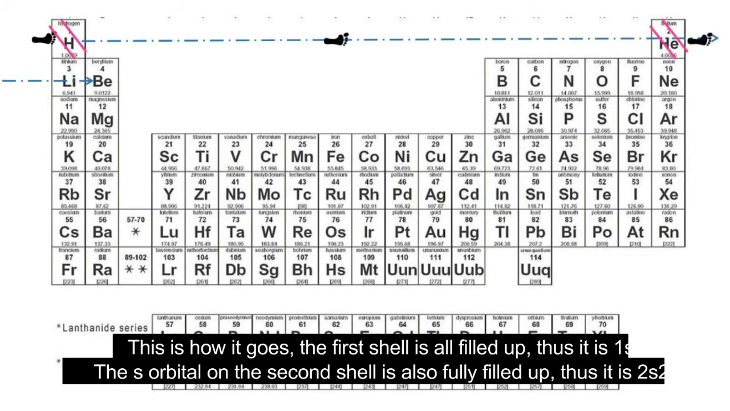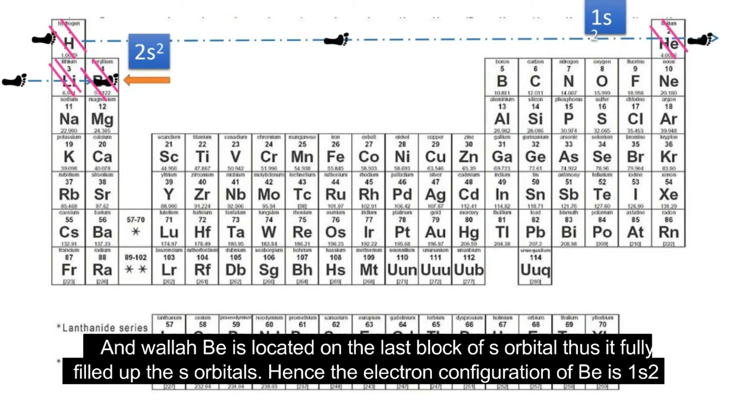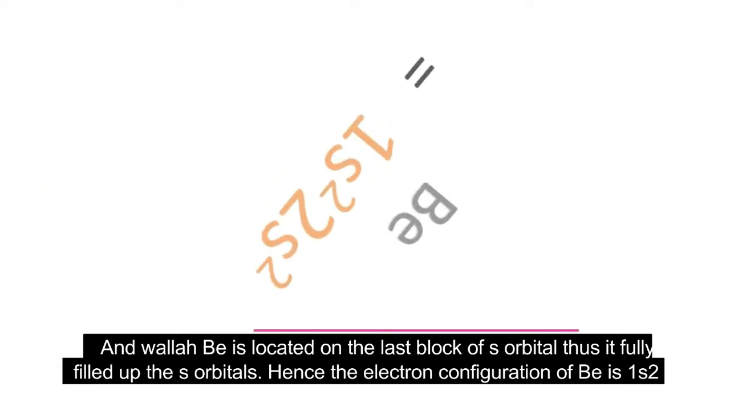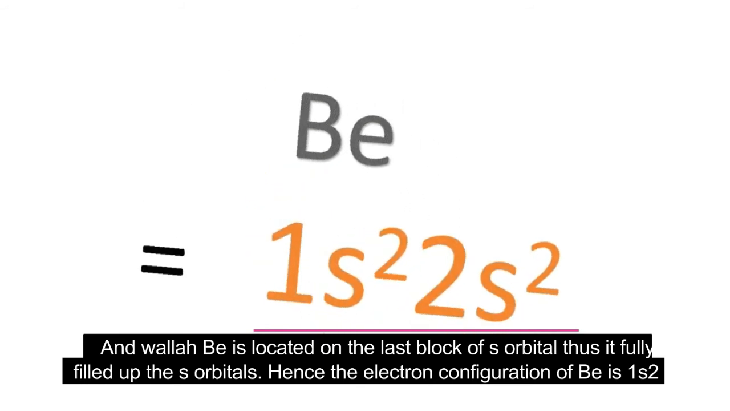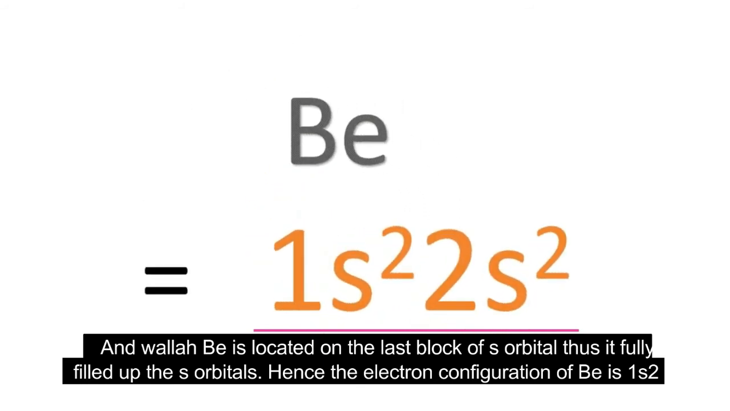The first shell is all filled up, thus it is 1s2. The s orbital on the second shell is also fully filled up, thus it is 2s2. And voila! Beryllium is located on the last block of the s orbital, thus it fully filled up the s orbitals, hence the electron configuration of beryllium is 1s2, 2s2.